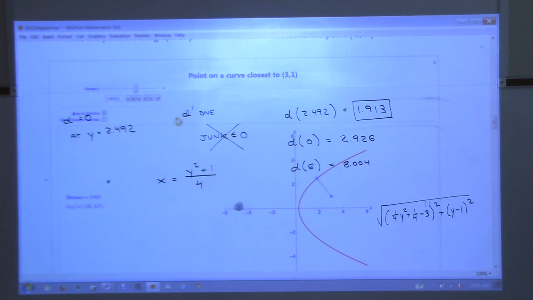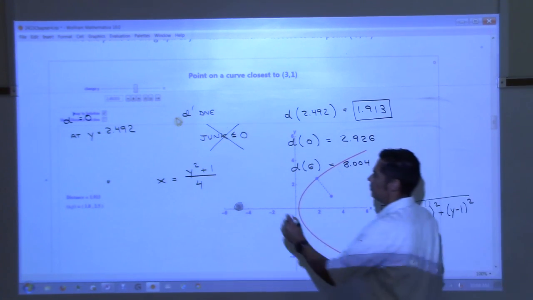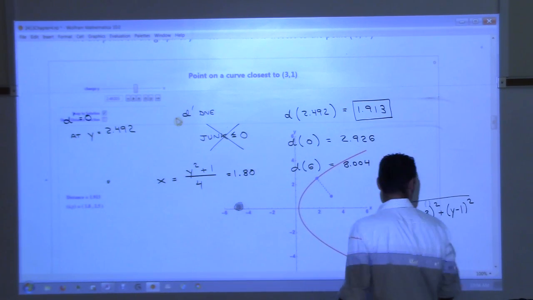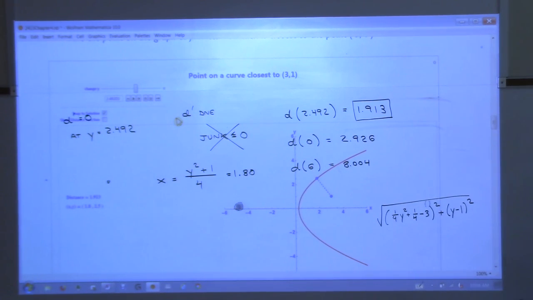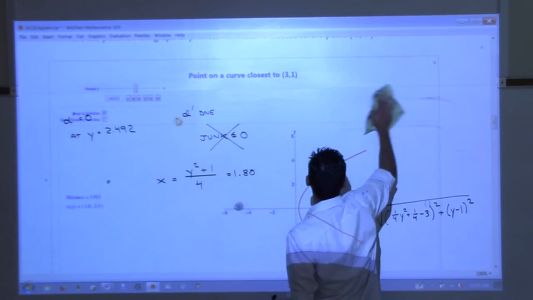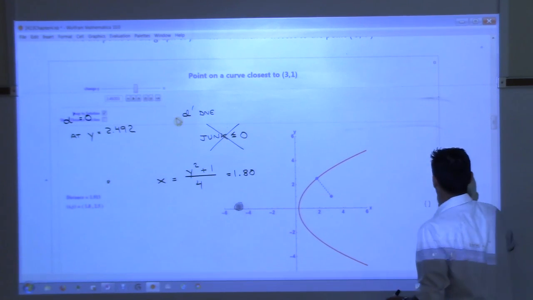I'm curious to know, 2.492 squared plus 1 divided by 4. 1.80 something. So that is our point. Does it look right? Yep. I mean, from the graph.